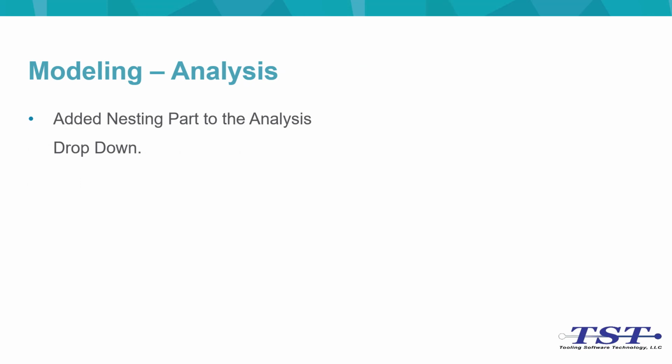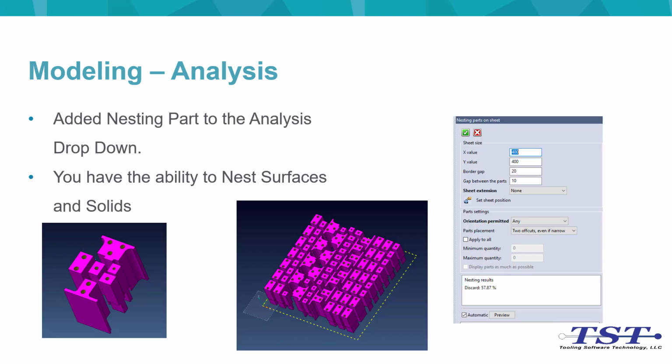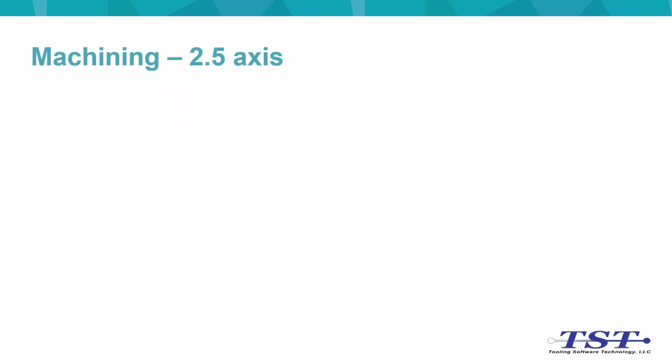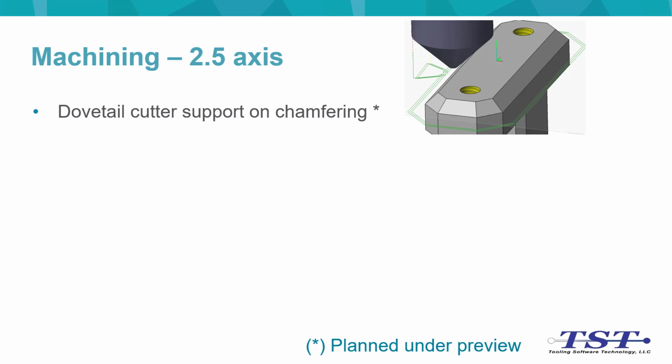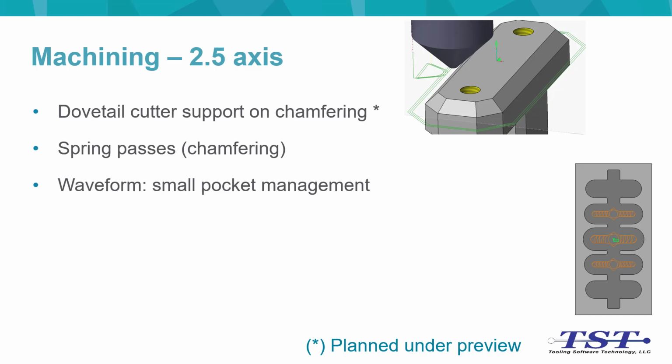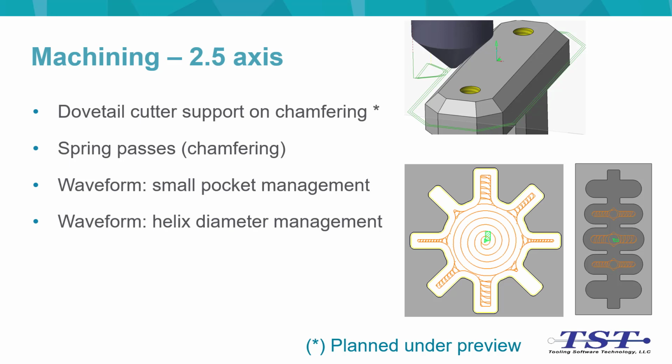Let's move on here. One thing to note on the modeling, for some of you who do use this, the analysis has been enhanced and something added to it called nesting part to analysis, or nesting part. You have the ability now to nest surfaces and solids. Okay? This can help us set up, as long as they're on the same plane, these will be nested into one area. On 2.5 axis, this is under preview. There's going to be a few things: dovetail cutter support on chamfering, spring passes on chamfering, waveform small pocket and helix diameter management, and rest material with side passes profiling.